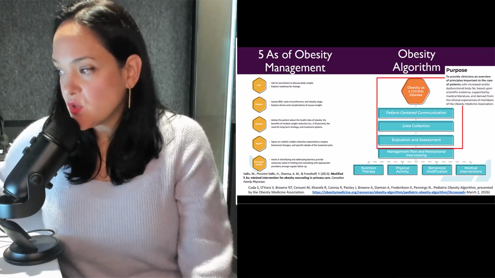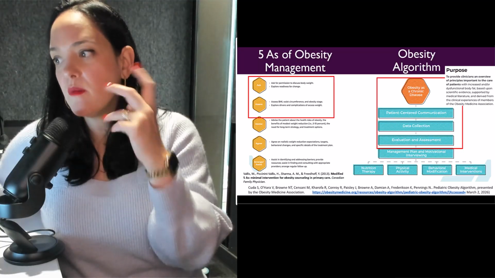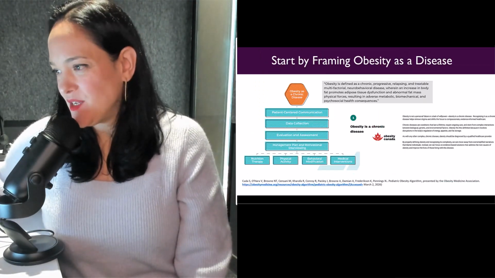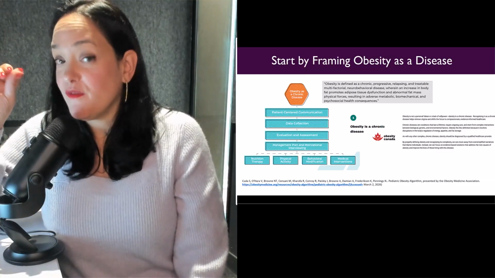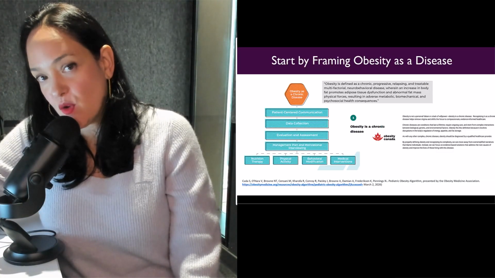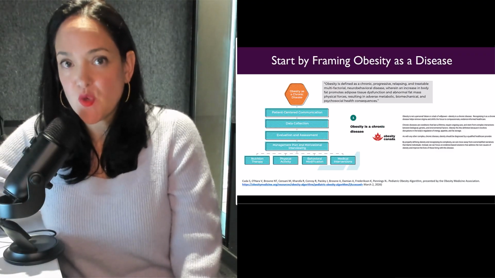So in this introduction to obesity management, we're going to focus on the first part of the obesity algorithm and the first 2 A's of the 5 A's of obesity management. So the first part of the obesity algorithm really focuses on framing obesity as a disease, which is the lens that we have taken in this course as well.